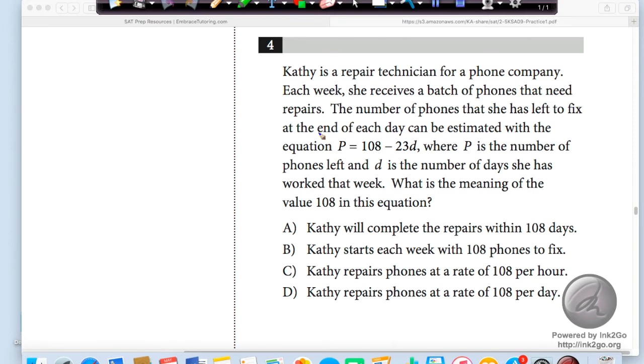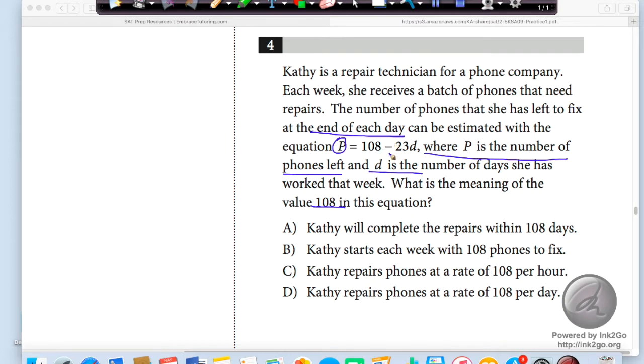she has to fix at the end of each week, or at the end of each day, can be estimated with the equation P equals 108 minus 23D. It tells me where P is the number of phones left. So P is the total amount of phones left for that particular week. They don't specifically say what 108 is, and it says, so what is the meaning of the value 108 in this equation? And then it says D is the number of days she has worked in that particular week. So D is the amount of days.